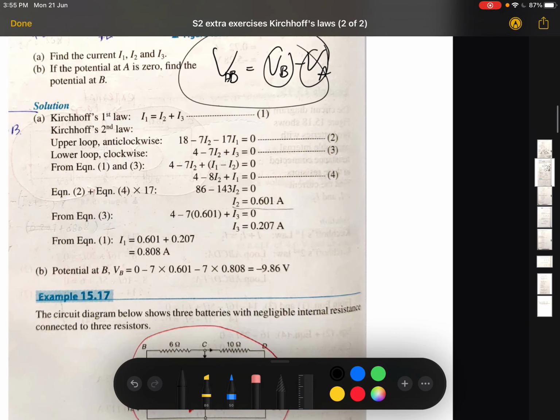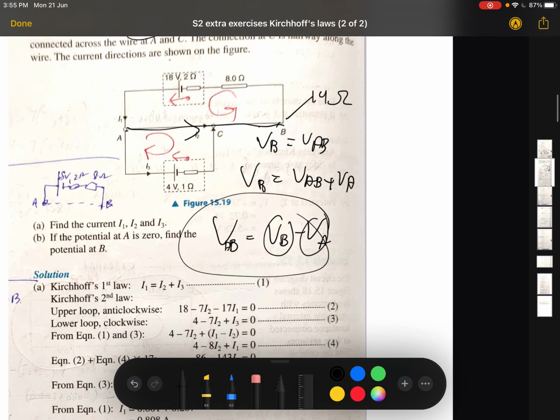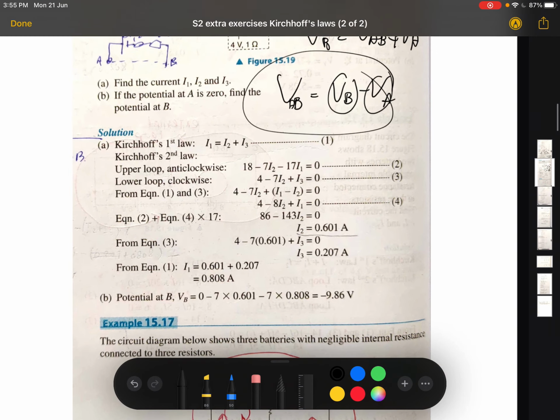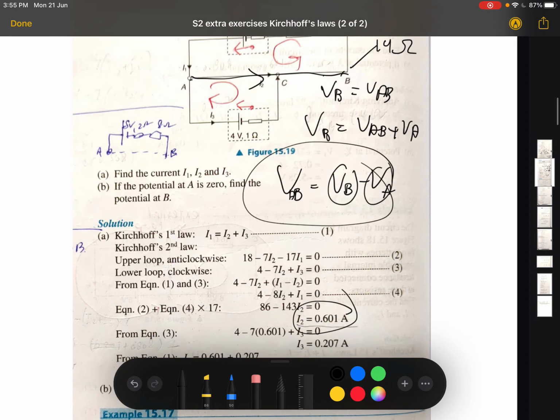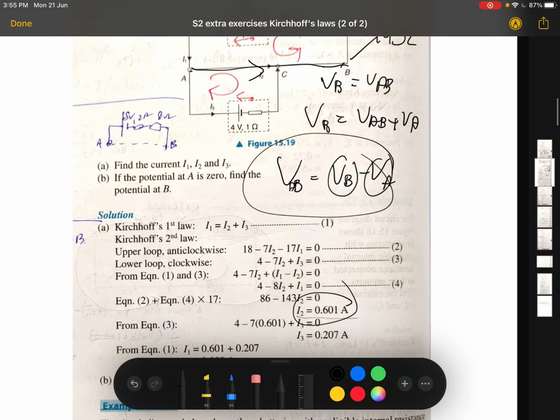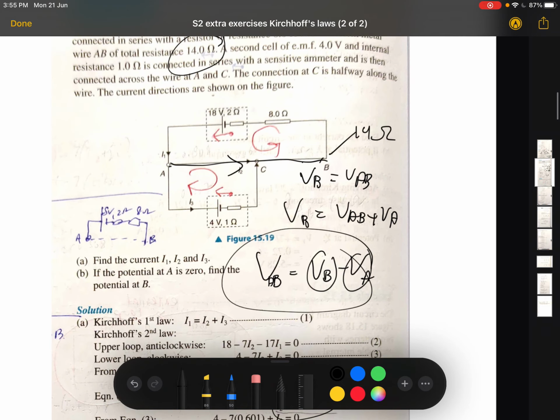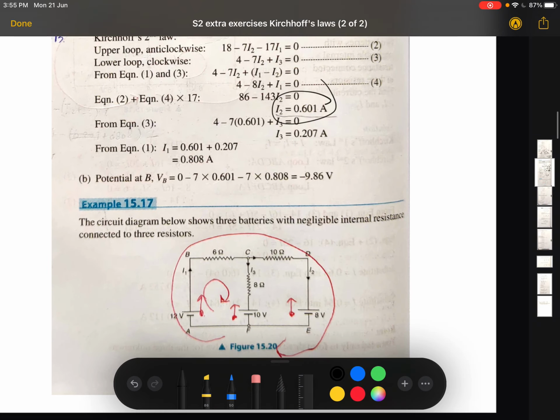Wait, let me just look at this again. Okay, so the I2 you got from here is 0.601. And then, yeah, this is where I normally get confused. Okay, I'm going to go back to this one. VAB is equal to VB minus VA. So VB is equal to VAB plus VA, and VA is 0. So VB is equal to VAB. So VB here is actually negative 9.86 volt.